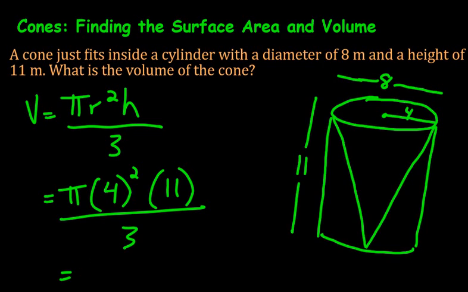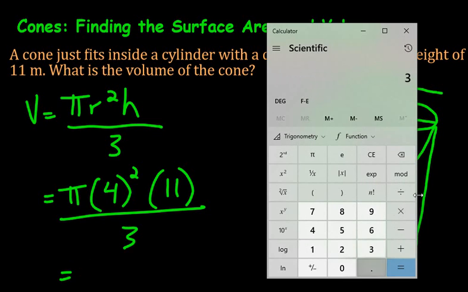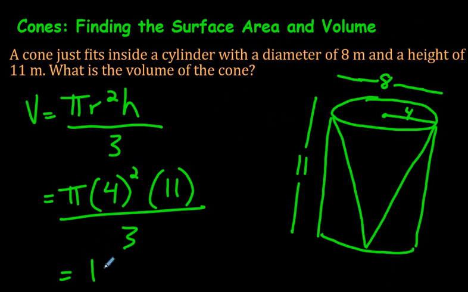And we can take out our trusty calculator. 3.14 times 4 squared, which I know is 4 times 4, which is 16, multiplied by 11, divided by 3, and we are left with 184.2. 184.2. Don't forget units, meters, and we're talking about volume, so include that 3. And that is our volume of this situation.